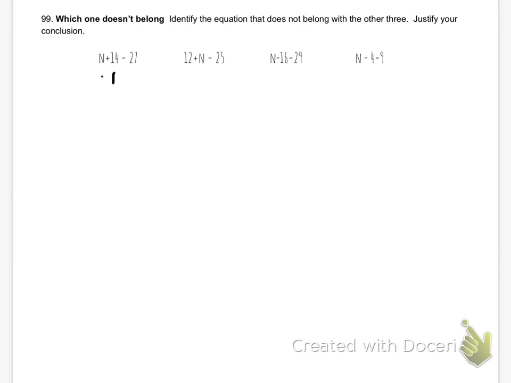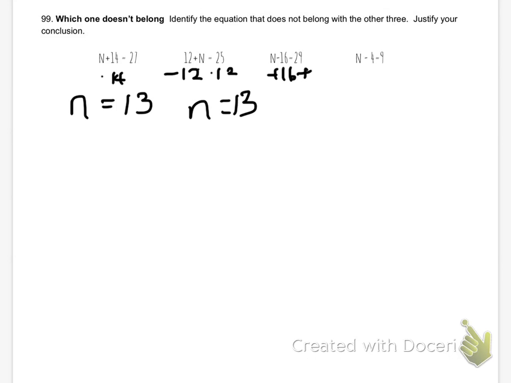So I'm going to subtract 14 from both sides here. On this problem, n equals 27 minus 14, which is 13. Once again, I'm trying to get n by itself, so I subtract 12 from both sides. 25 minus 12 is 13. Those both look the same, so that seems good. Here I'm going to add 16 since it's a minus 16. If I add 16 to both sides, I get n equals, what would that be, 30, 41?